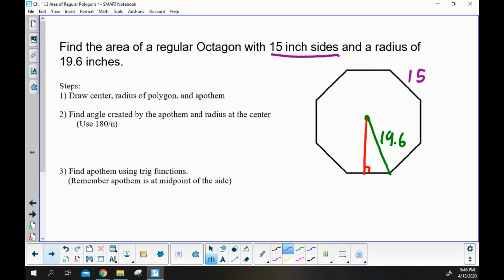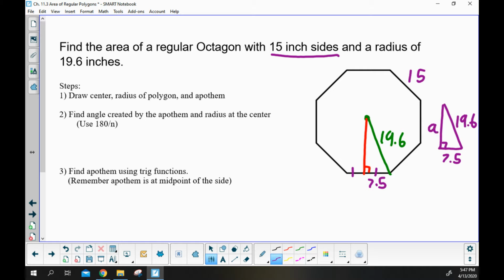Now we know that every side is 15, and what I told you before is that the apothem cuts the side at a midpoint, so it's congruent on each part. So if each side is 15, that means each part of this has to be 7.5. So if you look at it, guys, we now have a right triangle, and I'm going to draw it over here to the side, where one leg is 7.5, the hypotenuse is 19.6, and the only thing missing is my apothem.